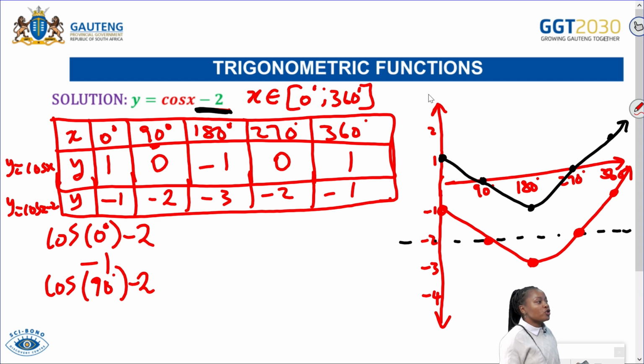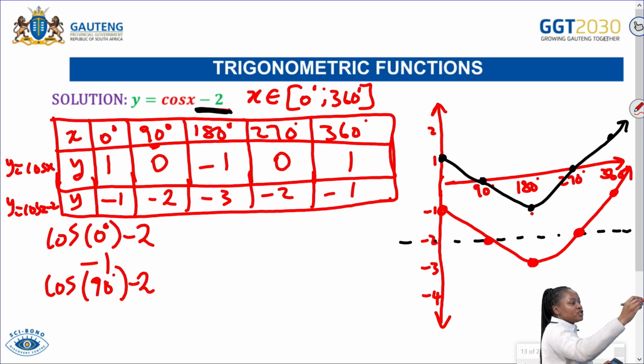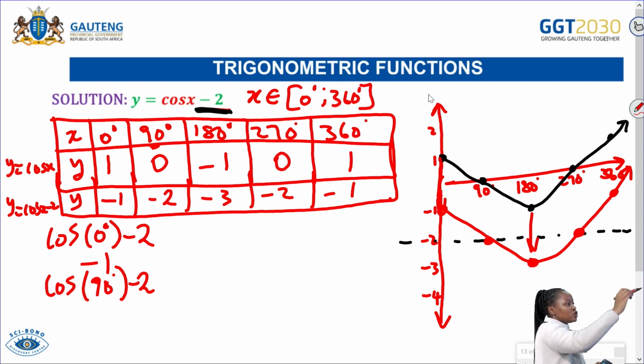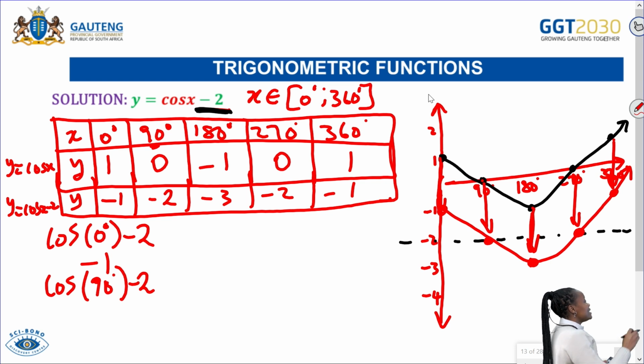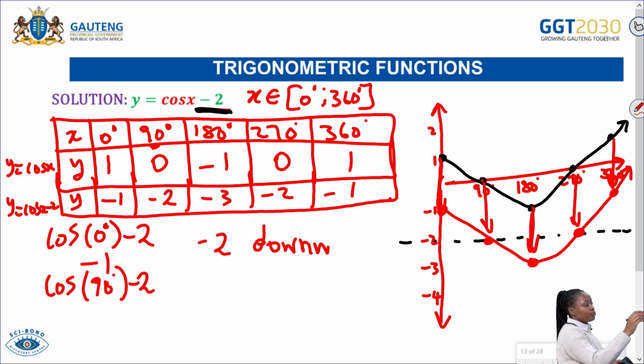You see? So your graph from here has shifted down. From positive 1, it shifted to negative 1. From 0, it is shifted to negative 2. From negative 1, it is shifted to negative 3. From 0, it is shifted to negative 2. From 1, it is shifted to negative 1. So your graph has shifted 2 units downwards. Ne?